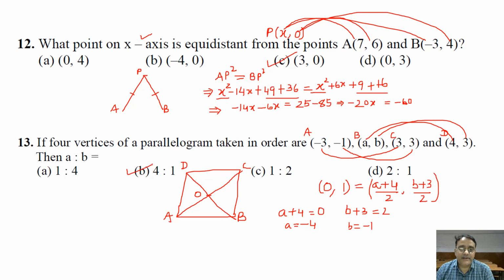x1 plus x2 by 2. So -3 plus 3 by 2 is 0 by 2, right? Yes sir. Any doubt? It is clear now, sir. Okay, fine.